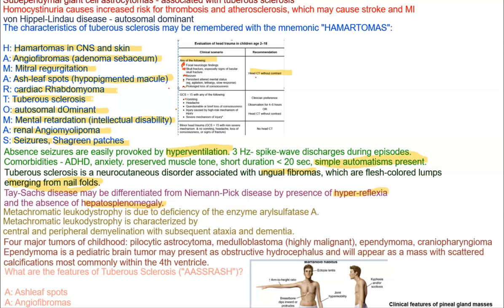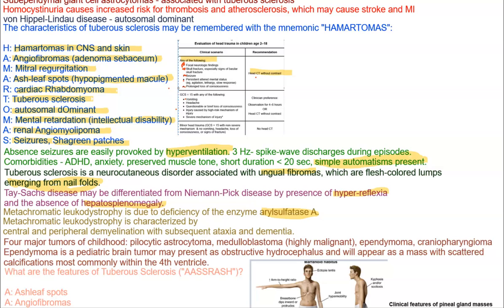Next one is going to be metachromatic leukodystrophy. This is due to a deficiency in the enzyme arylsulfatase A, and it's characterized by central and peripheral demyelination with subsequent ataxia and dementia. So if you see dementia in a kid, think immediately of metachromatic leukodystrophy.